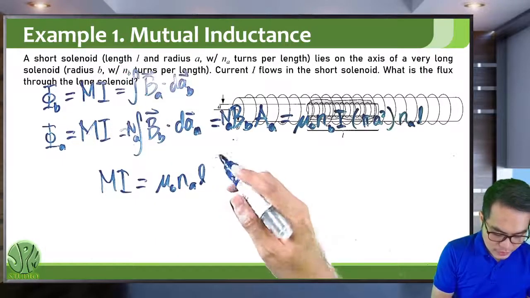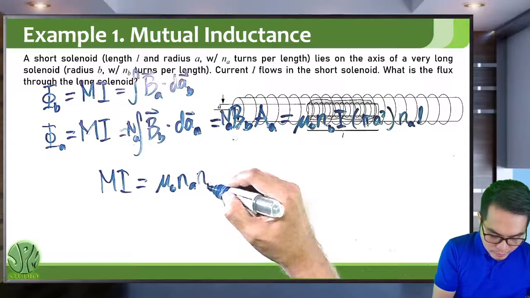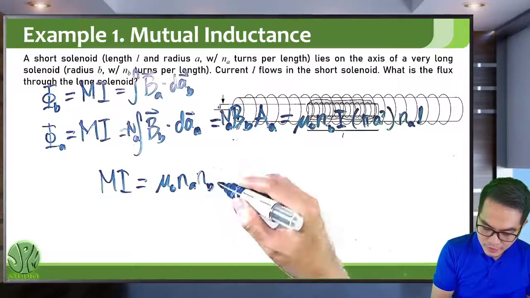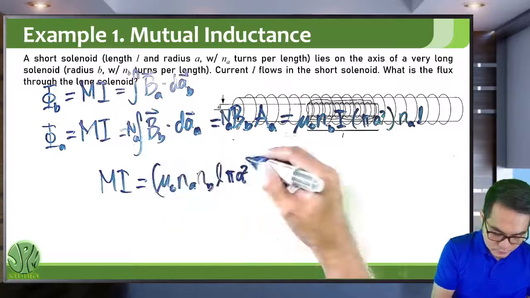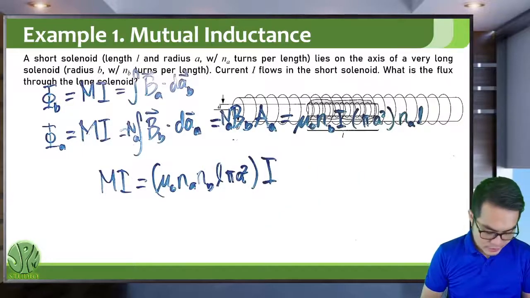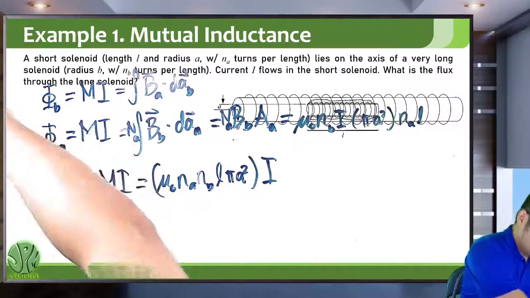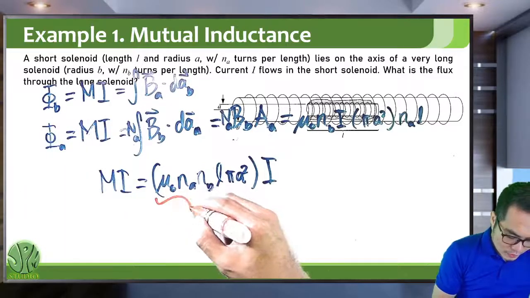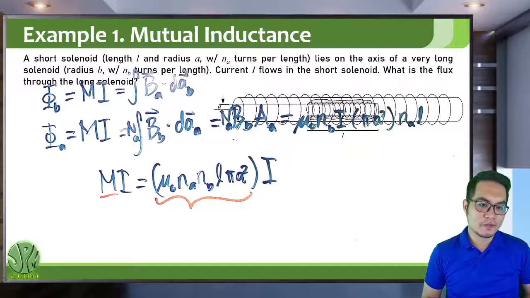Okay, so mu naught N_A, I will just put N_B here, mu naught N_A N_B L pi a squared times I. And from this, mu naught pi a squared N_A N_B L. So from this comparison, we see that this is just our mutual inductance, M, times I. So we know our mutual inductance.